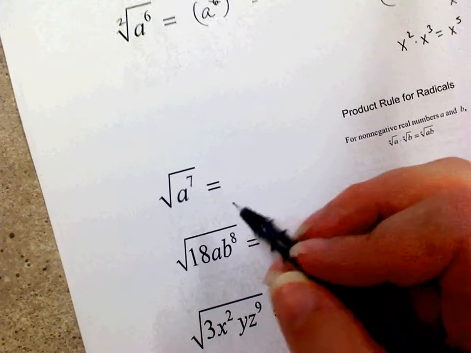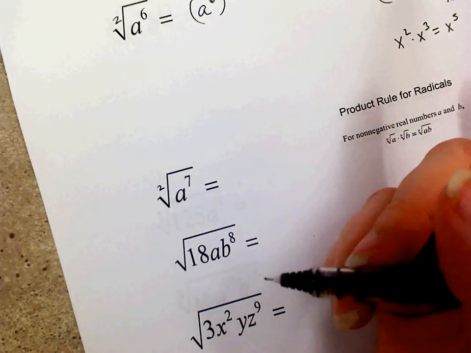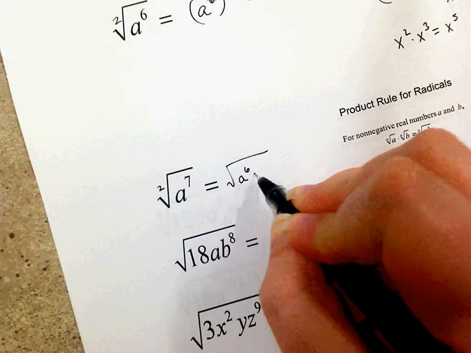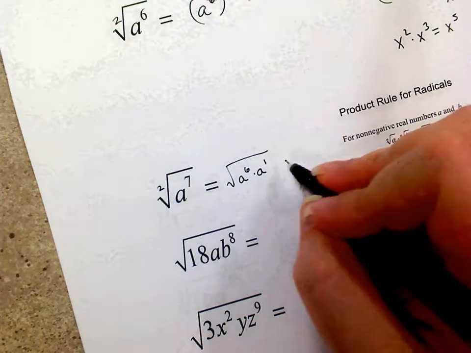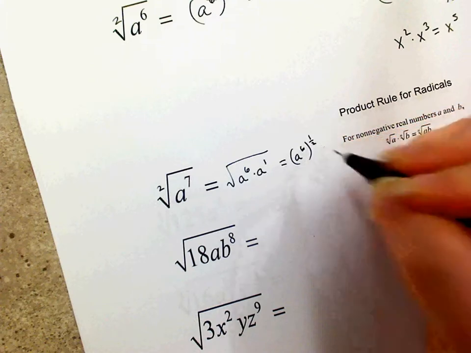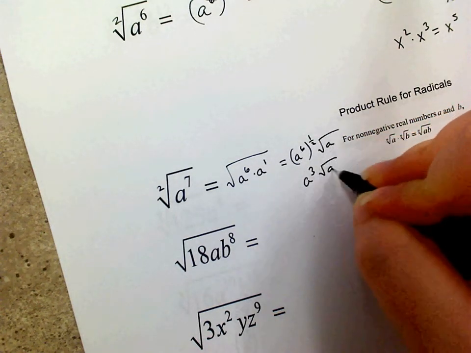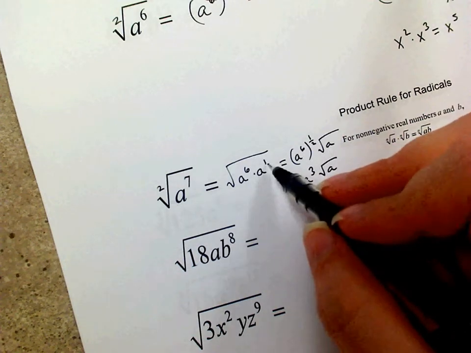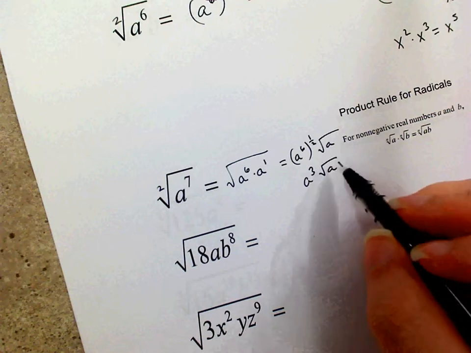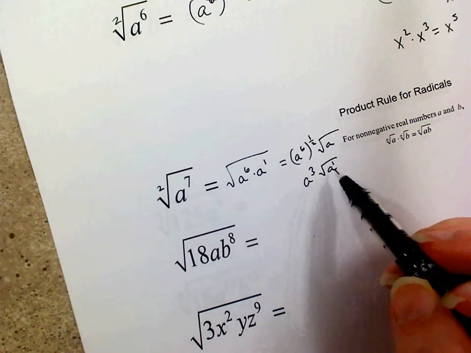Now it's a little bit different here because the root 2 goes into 7 3 times with 1 remaining. So you could think of it like this: the square root of a to the 6th times a to the 1st, which is the same thing as a to the 6th to the 1/2, which is a cubed, times the square root of a. And I'm going to leave it as that because 2 does not go into 1. So another way, just like I said, how many times does 2 go into 7? 3 times with 1 remaining.